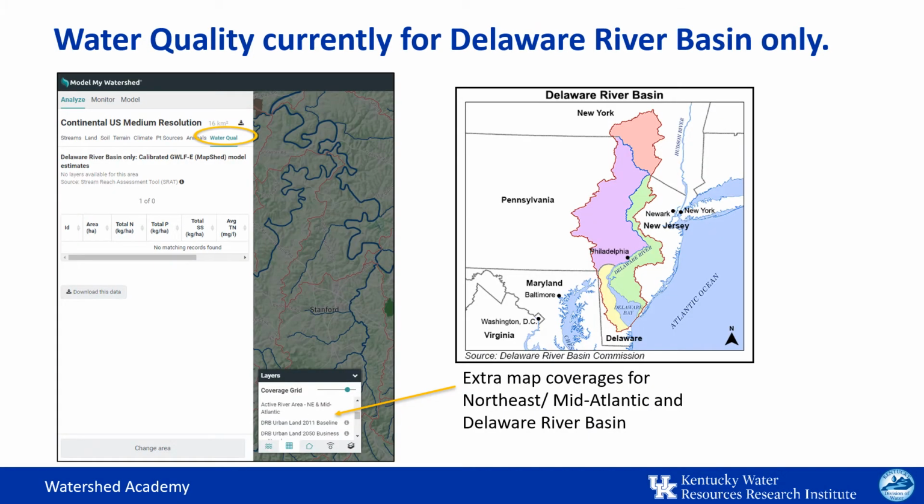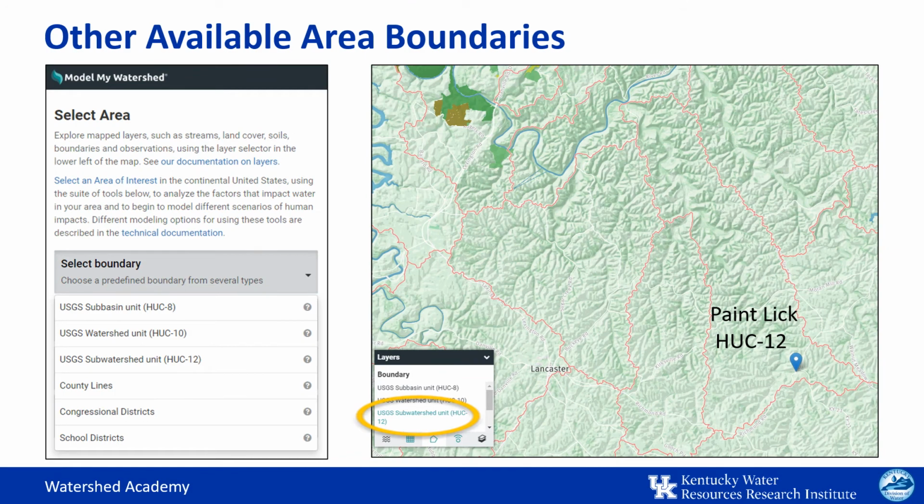The final tab under the analysis column is water quality, but this is not for use in Kentucky. It's strictly linked to the Delaware River Basin up in the eastern portion of the country, and so lucky them, but it's not yet for us. Okay, so that kind of walks us through some of the analyze information.